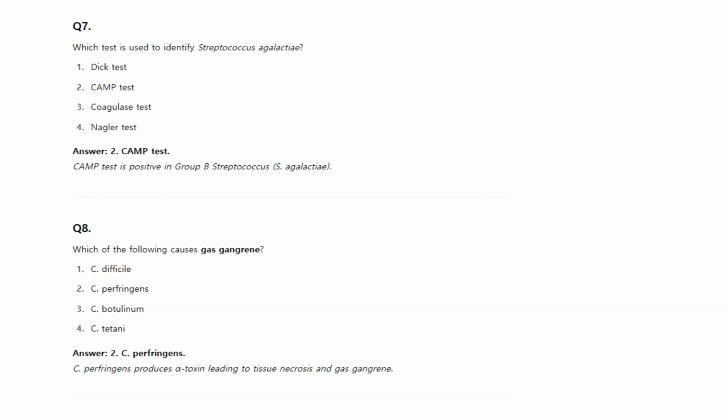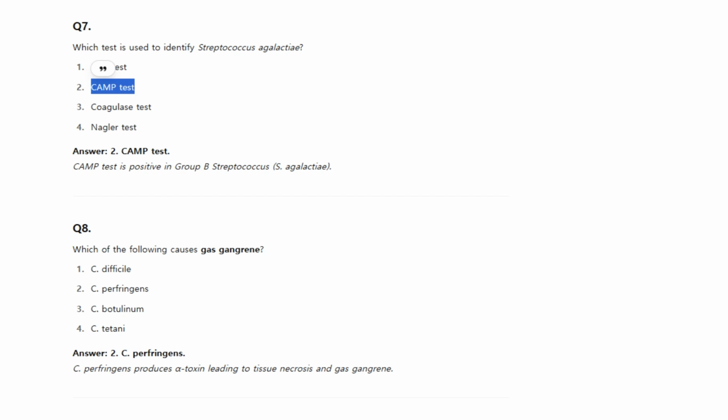Q7. Which test is used to identify Streptococcus agalactiae? 1. Dick test, 2. CAMP test, 3. Coagulase test, 4. Nagler test. Answer 2. CAMP test. CAMP test is positive in Group B Streptococcus, S. agalactiae.